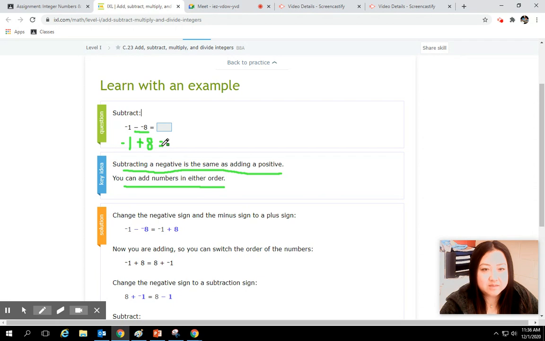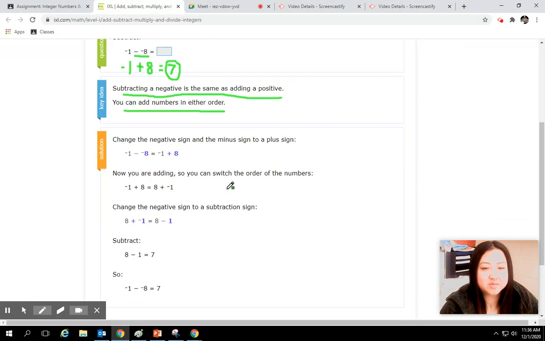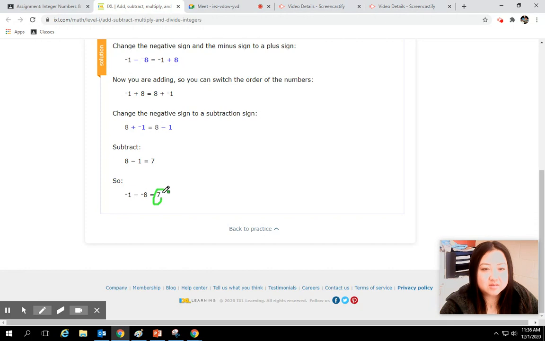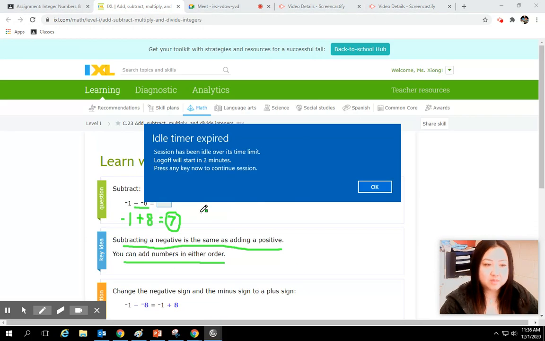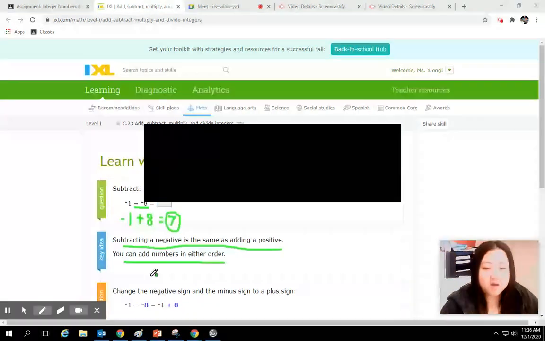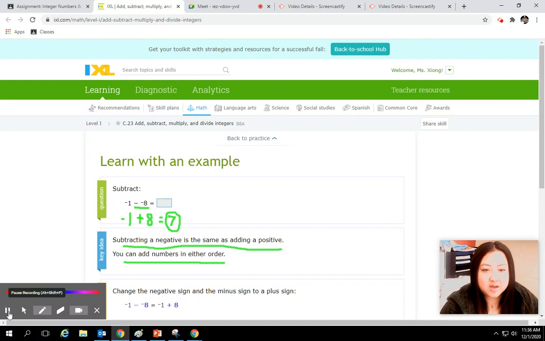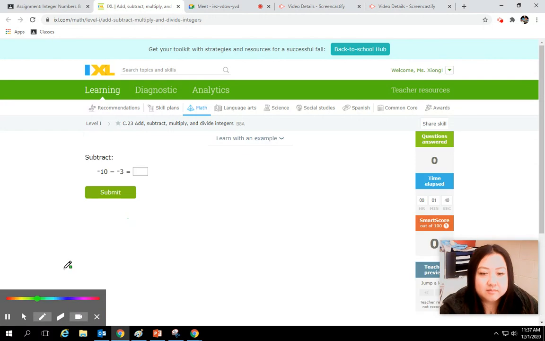What's -1 plus 8, Ishmael? 7. Perfect. So your answer should be 7, and that's correct. We're going to do a few more examples so that we can go over other kinds. It is 7. All right, that is correct.